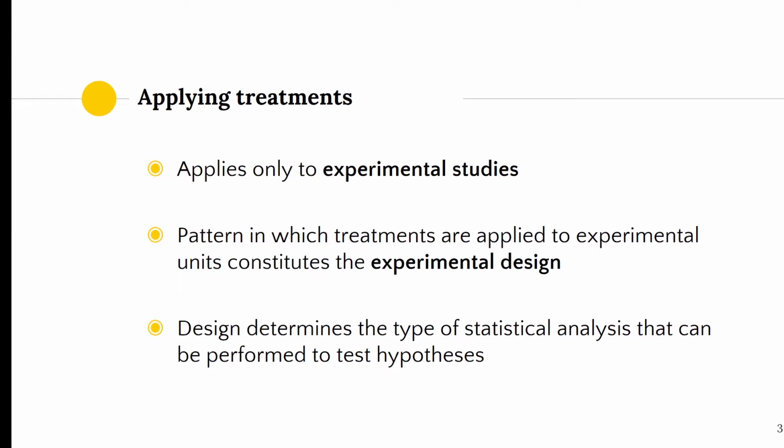Now, in experimental studies, we have the ability to apply treatments. This is different than in observational studies where we can't apply treatments. We just have to observe, collect data via observation, and then try to make correlations or inferences. We're not applying treatments. Now, the pattern in which we apply treatments to the experimental units is called the experimental design. And this is a very important aspect of the scientific method because this experimental design determines what kinds of statistical tests we can do and the statistical power of our treatment comparisons.